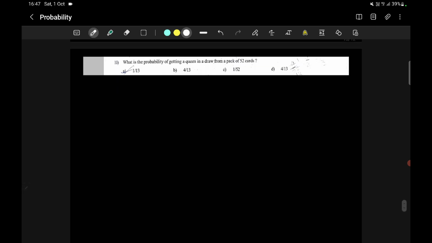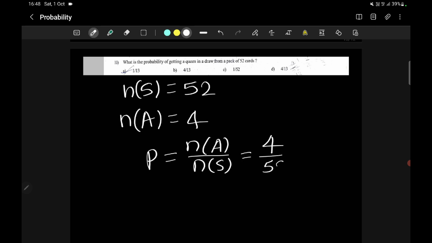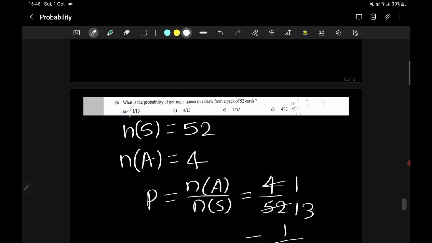Let's move on to the next question. What is the probability of getting a queen in a draw from a pack of 52 cards? Number of sample space is equal to 52 because there will be a total of 52 cards. Number of events is equal to 4, as there will be a total of 4 queens in a pack of 52 cards. Then probability is equal to number of events divided by number of sample space, that is 4 divided by 52. If you simplify this, you will get 1 divided by 13. So 1 divided by 13 is the answer.